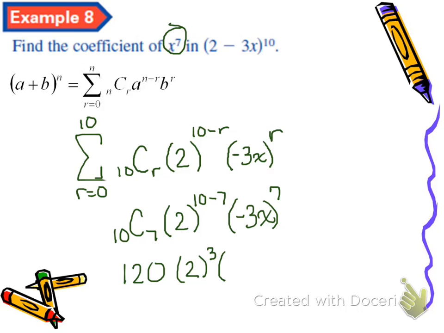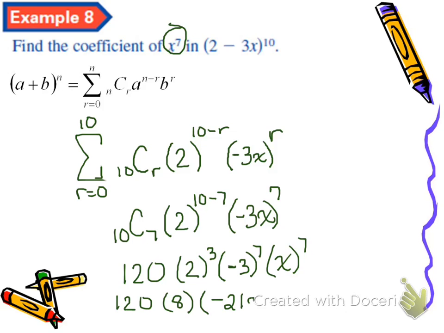We also want the x raised to the 7th power. Simplify it a little bit further, so we're going to end up with 120 times 2 to the 3rd power, which is 8, times negative 3 to the 7th power, which is negative 2,187, times the x to the 7th power. So we've got our x to the 7th power. We just need to finish multiplying and see what the coefficient is.